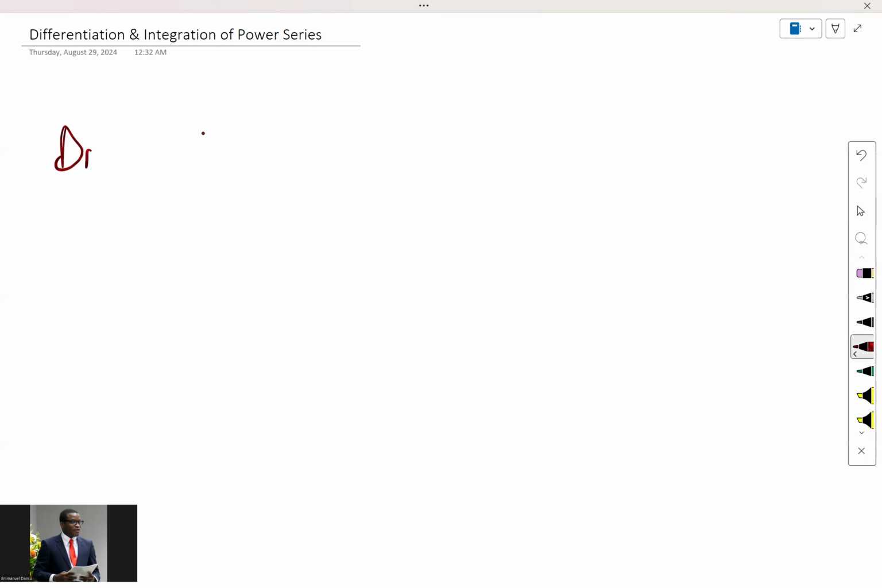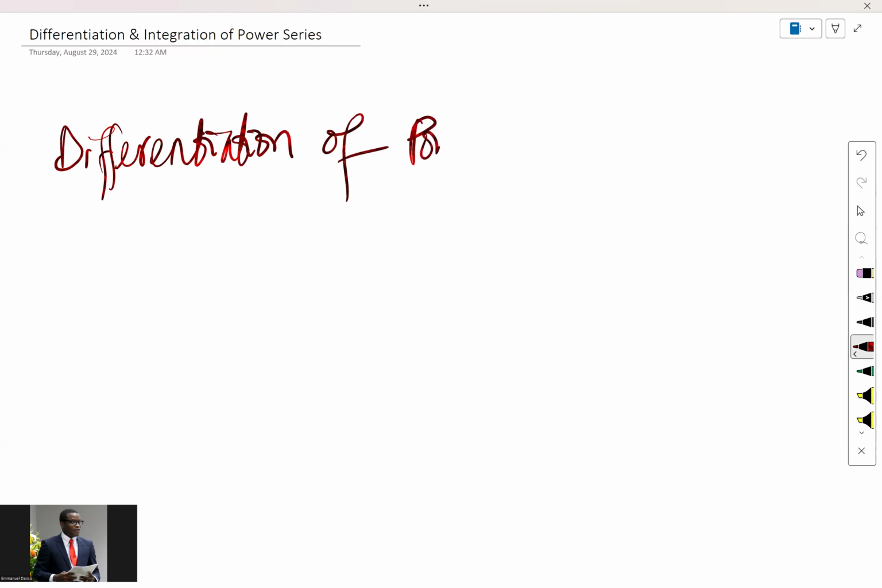Okay, so differentiation and integration of power series. Let's start with differentiation. Differentiation of power series.